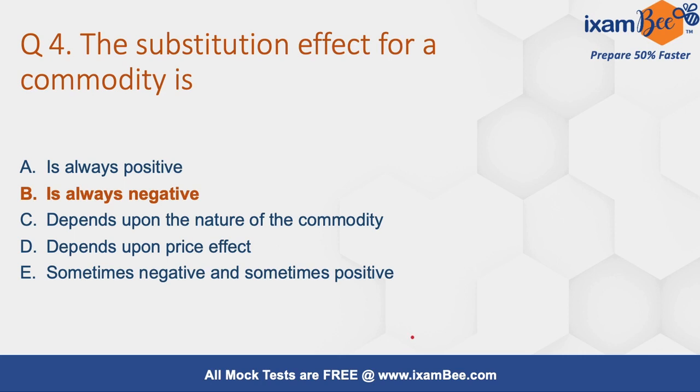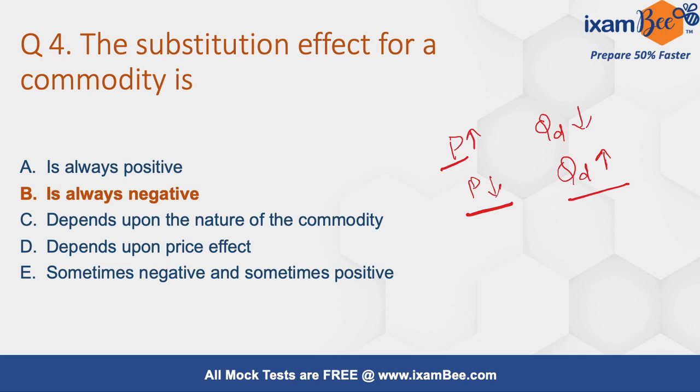Why? What is the substitution effect? Substitution effect means when the price of a commodity increases, the quantity demanded for it will decrease, right? And if the prices are decreasing, the quantity demanded will be increasing. If the prices increase, people will demand less of that particular commodity, and if the prices are decreasing, it will become cheaper and people will demand more of it. So substitution effect denotes that.